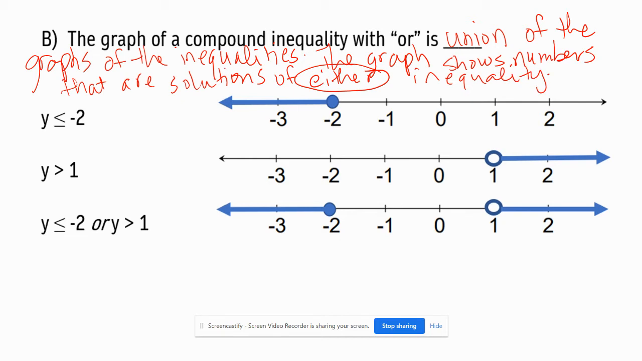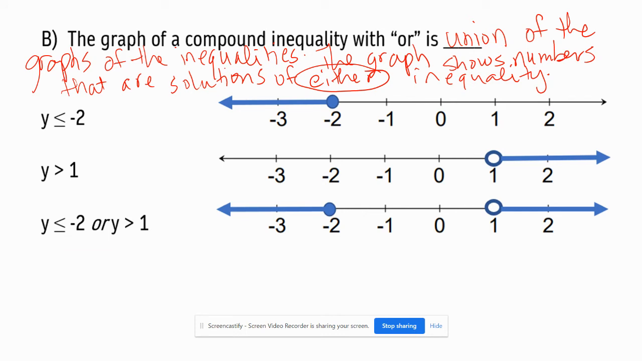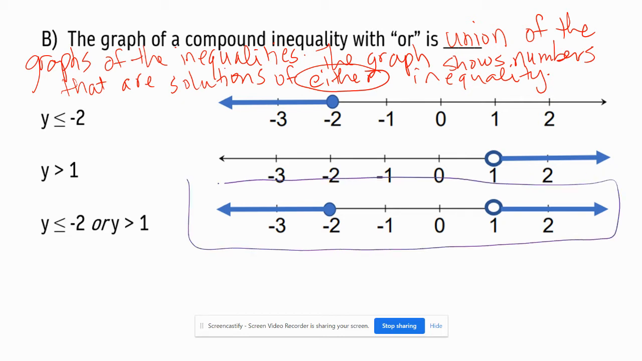So basically what we're doing is we're writing down absolutely anything that is possibly an answer for either one. So we have this graph of y is less than or equal to -2. We have this graph that is greater than 1. So our answer can be this graph or this graph. Either one can be part of our answer. So we have them both down there.